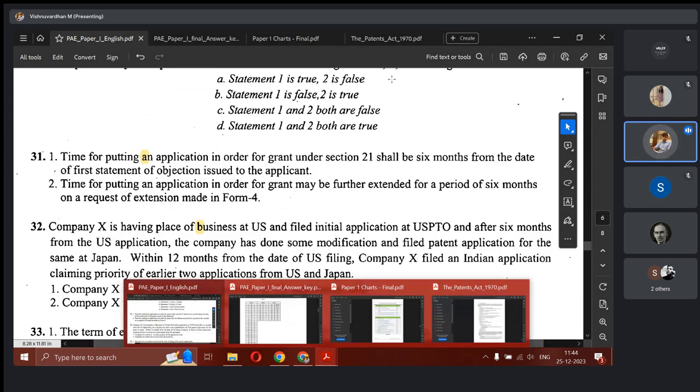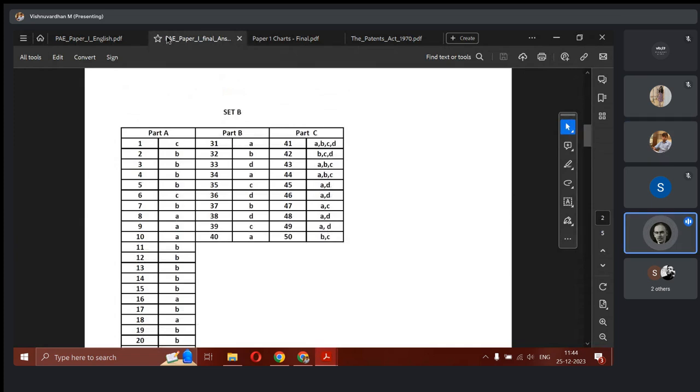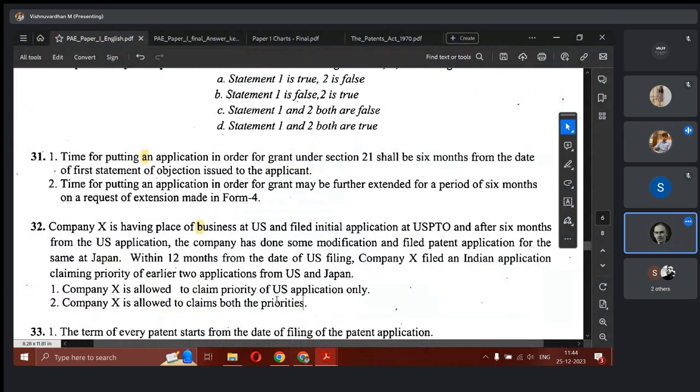Which one do I have here? I think I have the combined. This is not 32 is B. 32 is B in the combined. So the final set key, shall I share that? Leave it for now, because that has B as the correct answer for 32. But as far as I can tell you, it's not possible to claim both the priorities. And even if you're allowed to claim both the priorities, I'm not fully clear on this, but to my understanding, claiming both the priorities will lead to ambiguity. So I don't think this is the correct answer in the key.